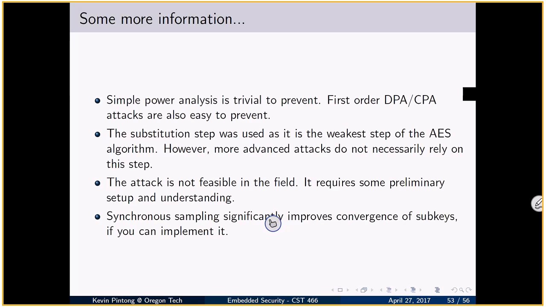The attack is not feasible in the field, requires some preliminary setup and understanding, and synchronous sampling significantly improves convergence of subkeys if you can implement it. You cannot always implement synchronous sampling.